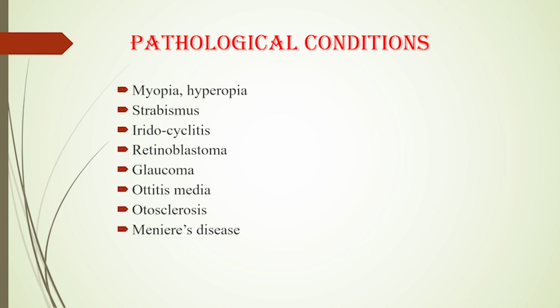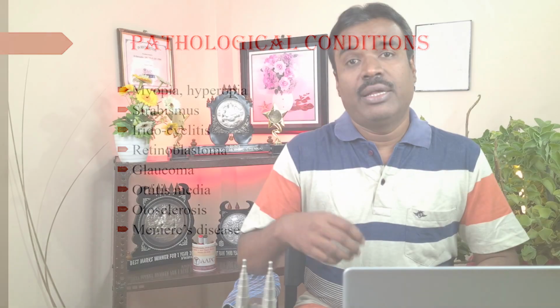Let's move on to the pathological conditions that are associated with these systems. We have the refractive errors of the eyes called short sight, long sight, and astigmatism. Short sight is called myopia, and long sight is hyperopia or hypermetropia. Strabismus is a condition we call squint, where there is too much strengthening of the extraocular muscles, resulting in a cross eye.